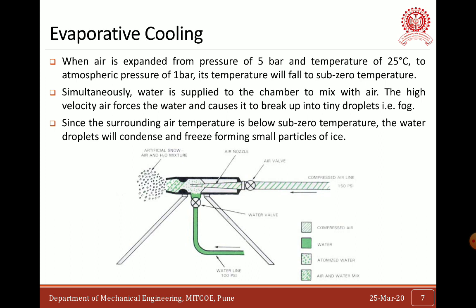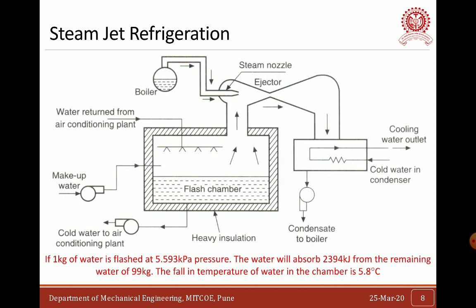Simultaneously, water is supplied to the chamber to mix with the air. The high velocity air forces the water to break up into tiny droplets, that is fog. Since the surrounding air temperature is below sub-zero, the water droplets will condense and freeze, forming small particles of ice. So this is how we get a cooling effect, and that cooling effect we can use for refrigeration. So this is nothing but evaporative cooling.